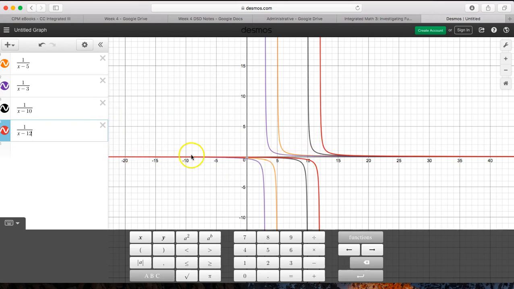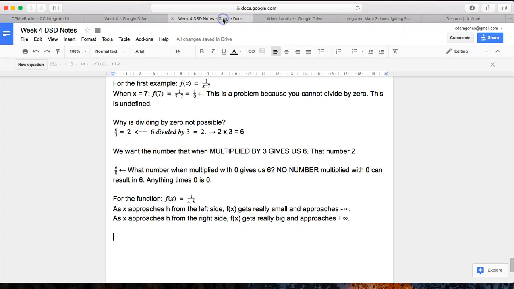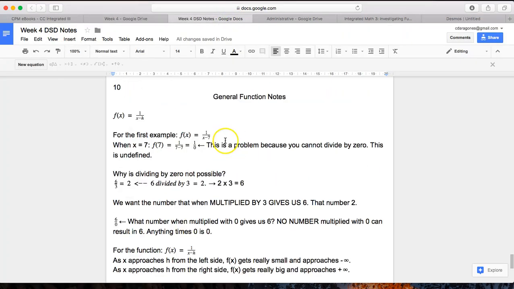When we are approaching h from the left side, we become really, really small. And when we approach h from the right side, we become really, really big. And there's this gap in the middle, where h is, because it is an undefined number. This is what's called an asymptote, okay?